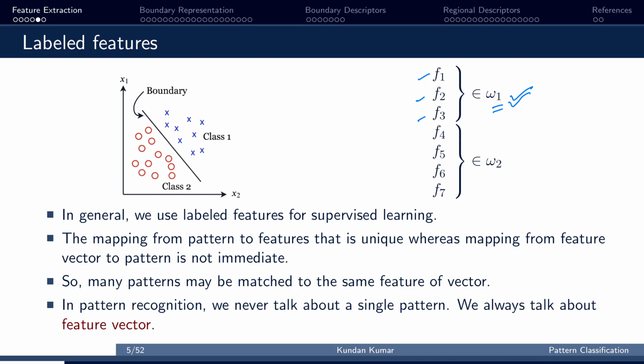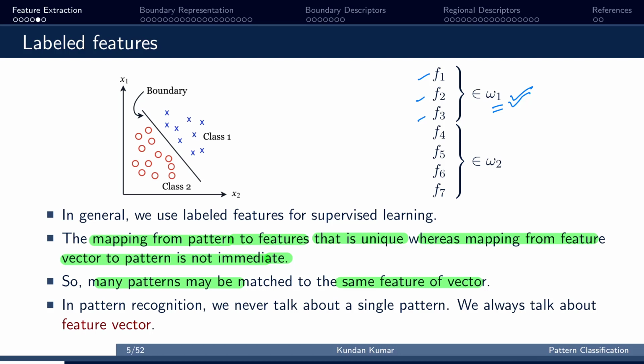One more thing is that the mapping from pattern to feature is unique, whereas the mapping from feature vector to pattern is not immediate. And why is it so? Because many patterns may have the same feature vector.